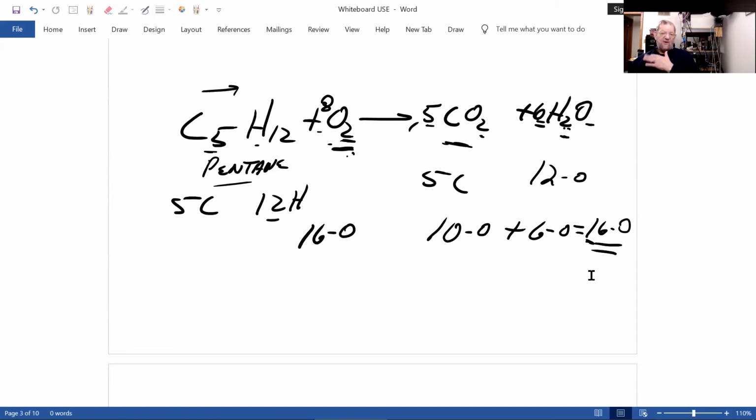Now, before I go on to the next problem, I'm going to check like you balance your checkbook. 5 carbons, 5 carbons, 12 hydrogen. This should be hydrogen, not oxygen. 12 hydrogen. 16 oxygen, 16 oxygen. Success.